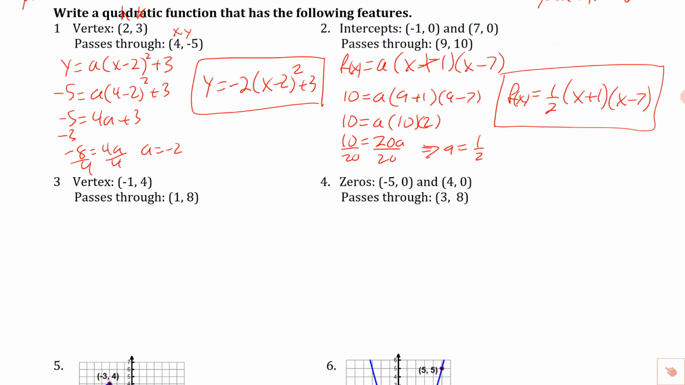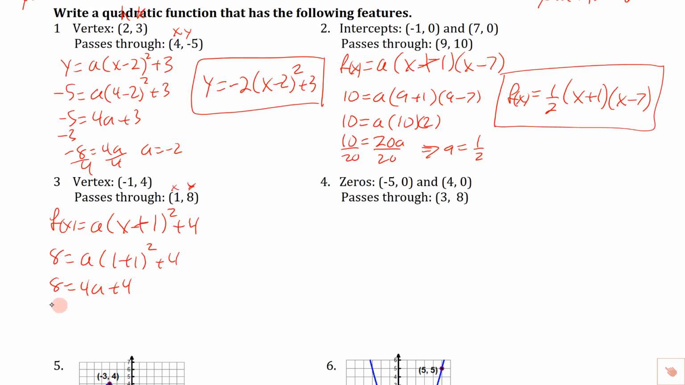Okay, we'll take a look at the next one. This is vertex, so this is going to be f of x equals a, x minus negative 1, again, we'll take care of that in just a second, quantity squared and then plus 4. So this is our x and this is our y. So this is going to be 8 equals a, and then this counts as a 1, so 1 plus 1, quantity squared, plus 4. So 8 equals, this is 2 squared, so this is going to be 4a plus 4.